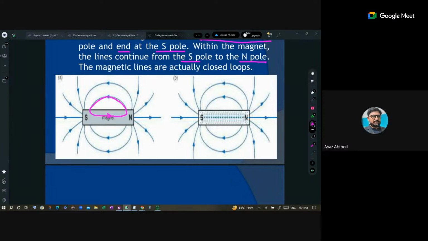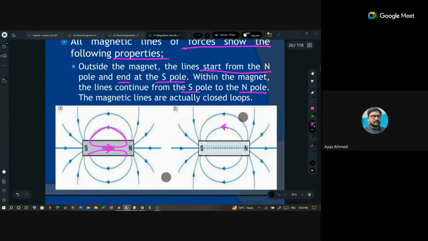This way, right? This way. So inside the magnet, the field lines are directed from south and end up at north. But from outside the magnet, they are generated from north and end up at south. Got it?